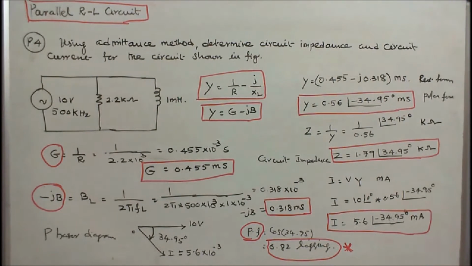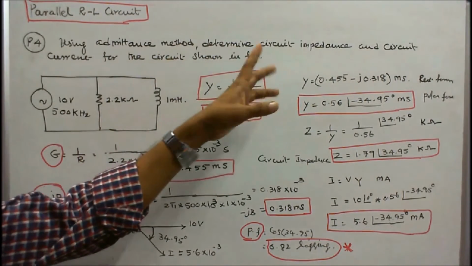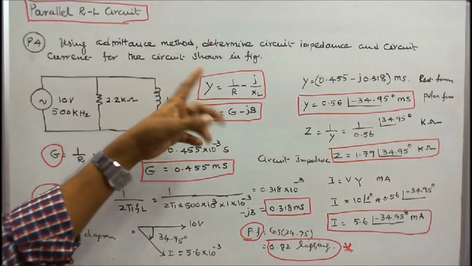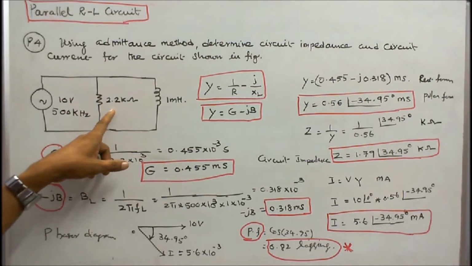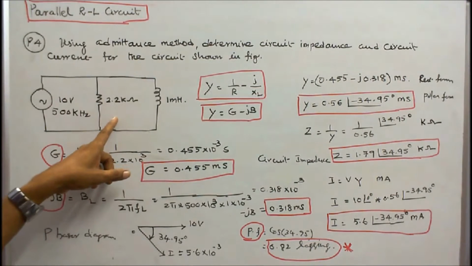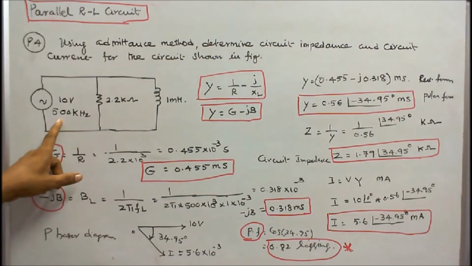Problem number 4. Using admittance method, determine circuit impedance and circuit current for the circuit shown in figure. Here a resistor 2.2 kilo ohms and an inductor 1 millihenry are connected in parallel. The supply voltage is 10 volts, frequency is 500 kilohertz.